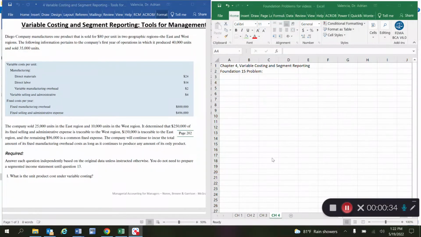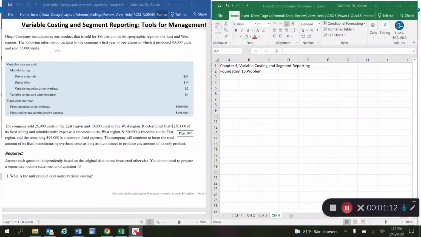Now, absorption costing can create some issues sometimes, and we're going to see that in this particular problem, and hence why companies sometimes for internal purposes use variable costing. So here's the information. The Eggo company manufactures one product that is sold for $80 per unit. So that's the revenue amount per unit. And it's sold in two geographic areas, the East and the West.